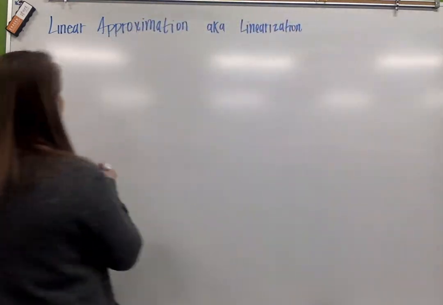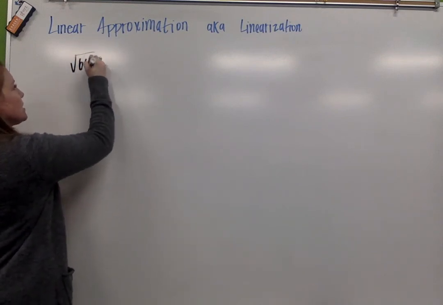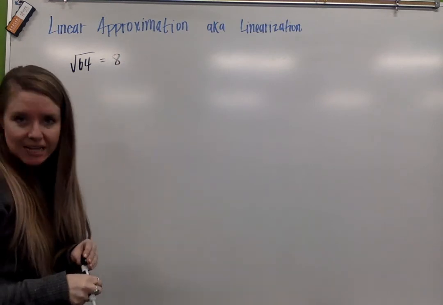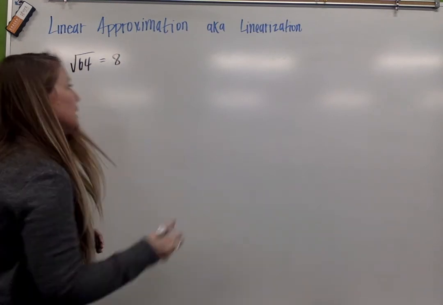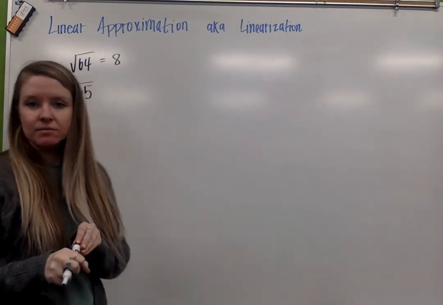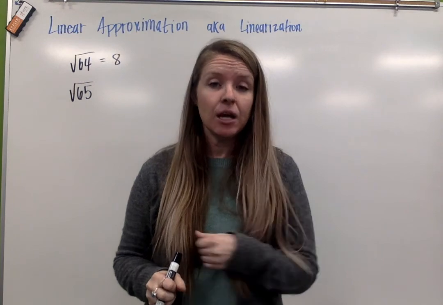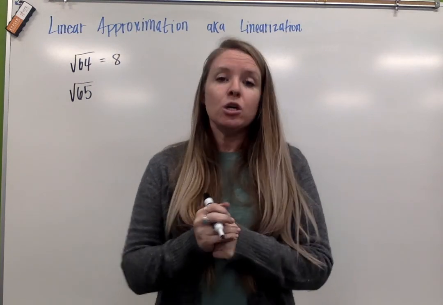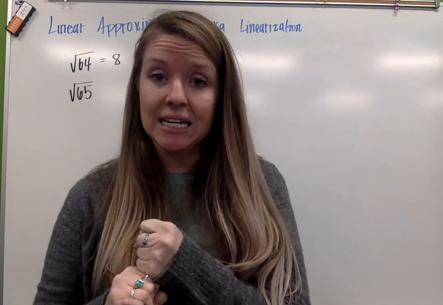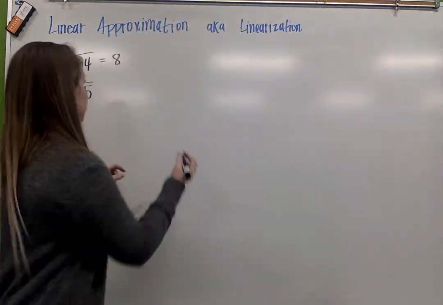So if I were to ask you a simple question, and I want to know what the square root of 64 is, hopefully you would quickly tell me my answer is 8. Good. But what happens if I want to know what the square root of 65 is? Well, I know it's slightly bigger than 8, but I don't know its value. So what we're going to do is use our tangent line to help us estimate that value. So let's take a look at what's happening here.